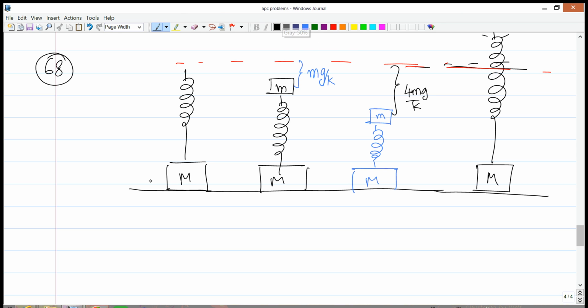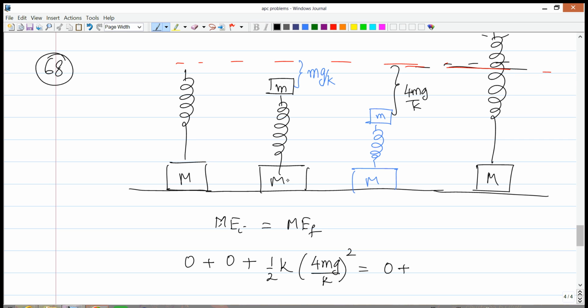So let's measure everything from the red line, and what we're going to use is ME initial equals ME final. Now ME initial for the block is, its potential energy is 0, and it's not moving, so that energy is 0, but the spring has potential energy. It is 1/2 k times (4 mg divided by k) squared. That's the total mechanical energy in the beginning. And at the end, the block is again not moving, but it has gravitational potential energy, which is equal to m times the total amount.